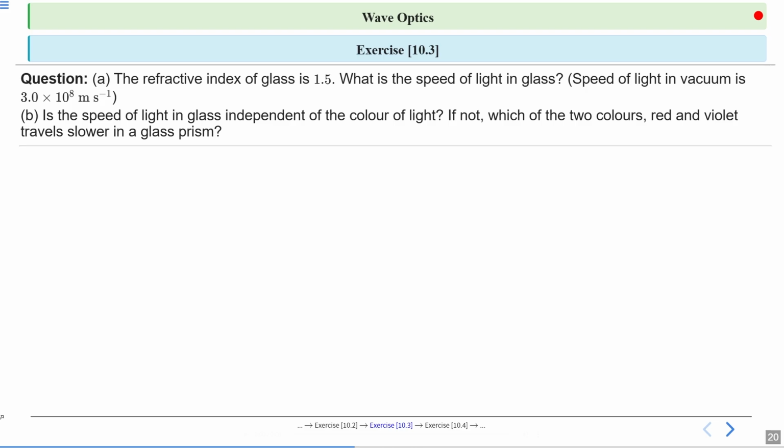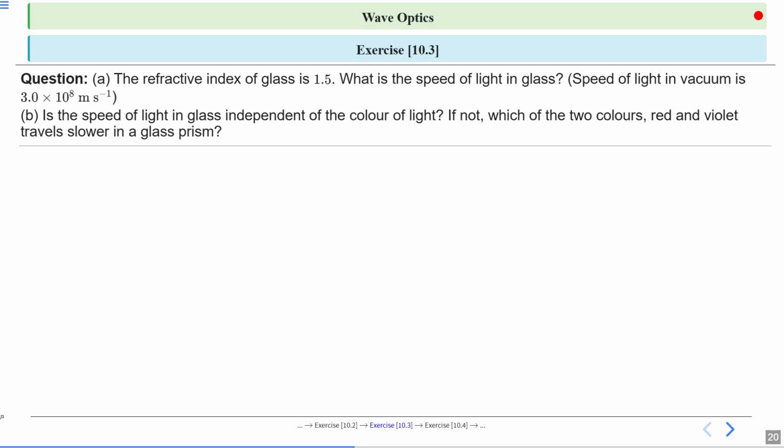Now, next question. The refractive index of glass is 1.5. What is the speed of light in glass? The speed of light in vacuum is 3 × 10⁸ meter per second. This problem tests our understanding of how to apply the concept of refractive index to calculate the speed of light in a medium. The second part of the question asks whether the speed of light in glass is independent of the color of light.